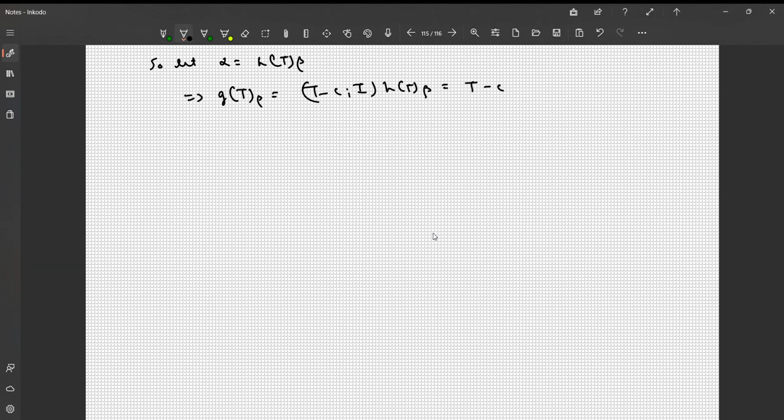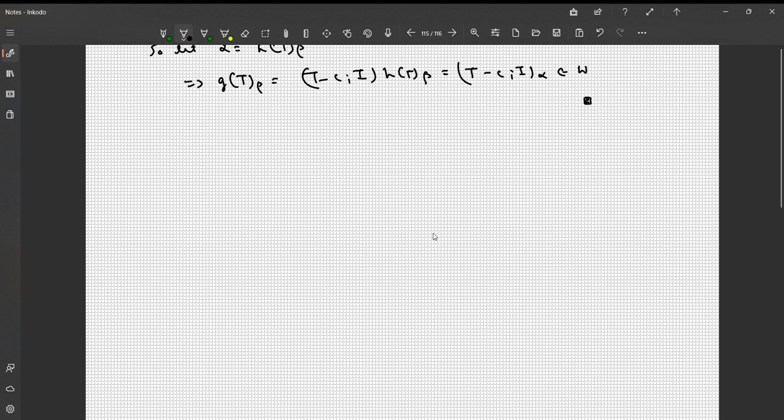That implies G of T of beta equals (T minus Ci I) H of T of beta. But choosing H of T of beta as alpha, we can write it as this. This must be inside W because G of T of beta is inside W. So that's the end of the proof, right? Because Ci is some eigenvalue of T. So this is the exact proof.